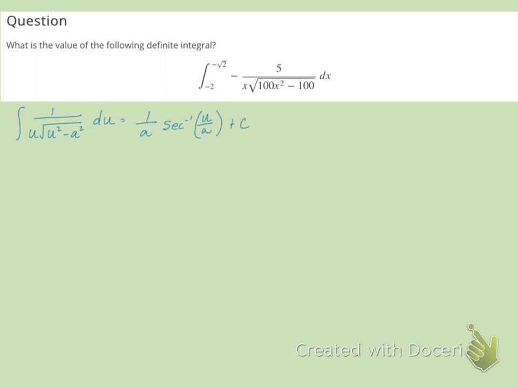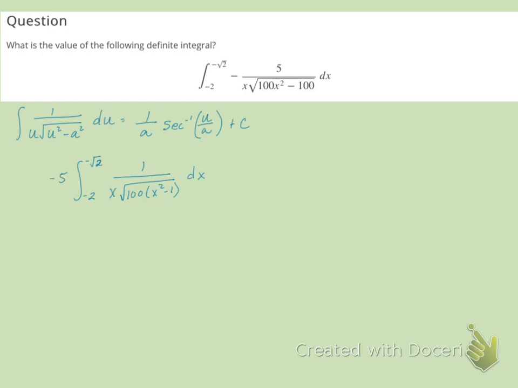So I'm going to start off by moving that negative 5 out in front. And then I have the definite integral from negative 2 to negative square root of 2 of 1 over x. I'm going to factor out that 100. And we'll have x squared minus 1 dx. Now I can pull that 100 out of the radical.